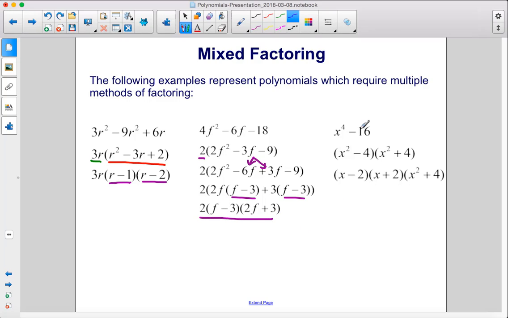And finally, we have x to the 4th minus 16, so we can do the difference of squares to find this. However, this is also a difference of squares. If you rewrite this 4 as 2 squared, you can then break it down further into two different factors, leaving us with these three factors at the end.